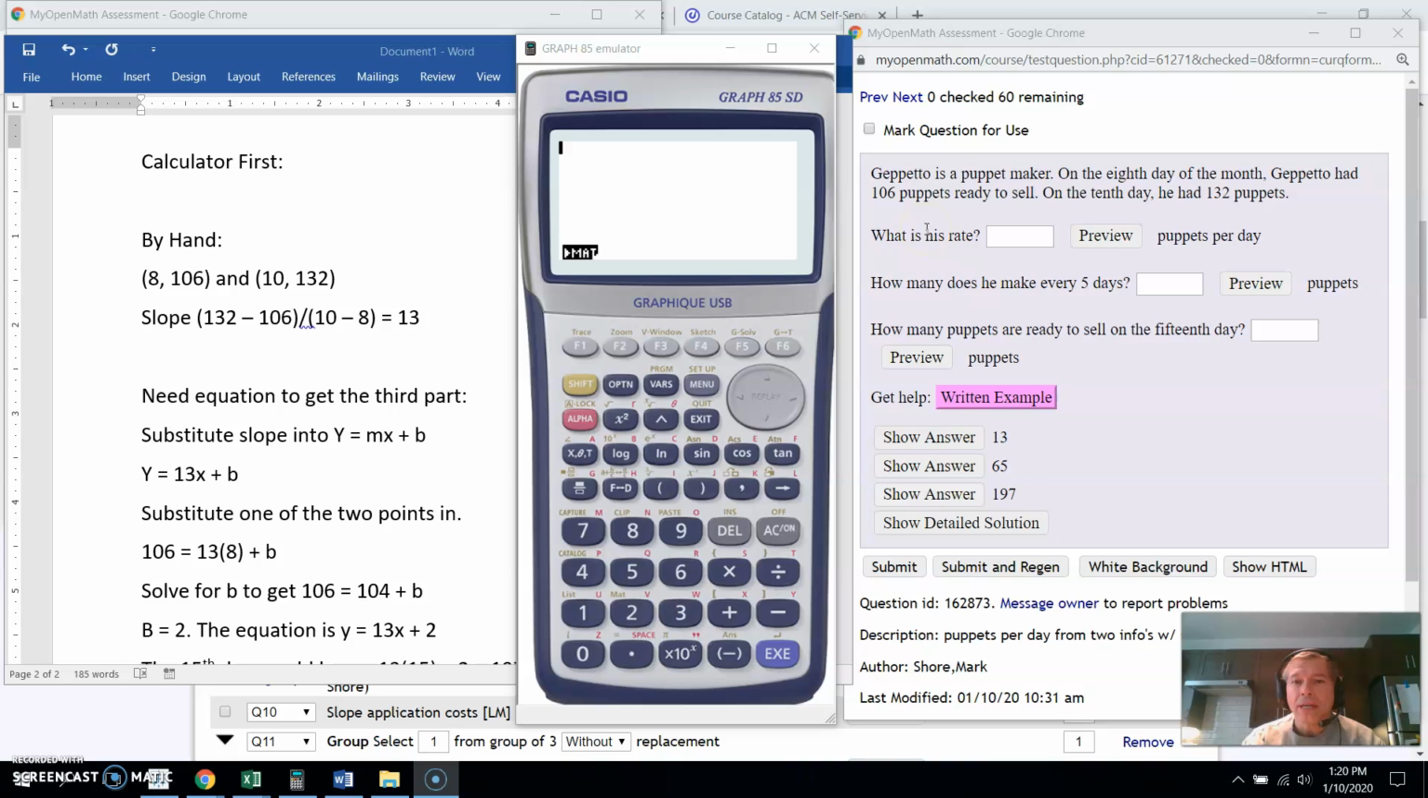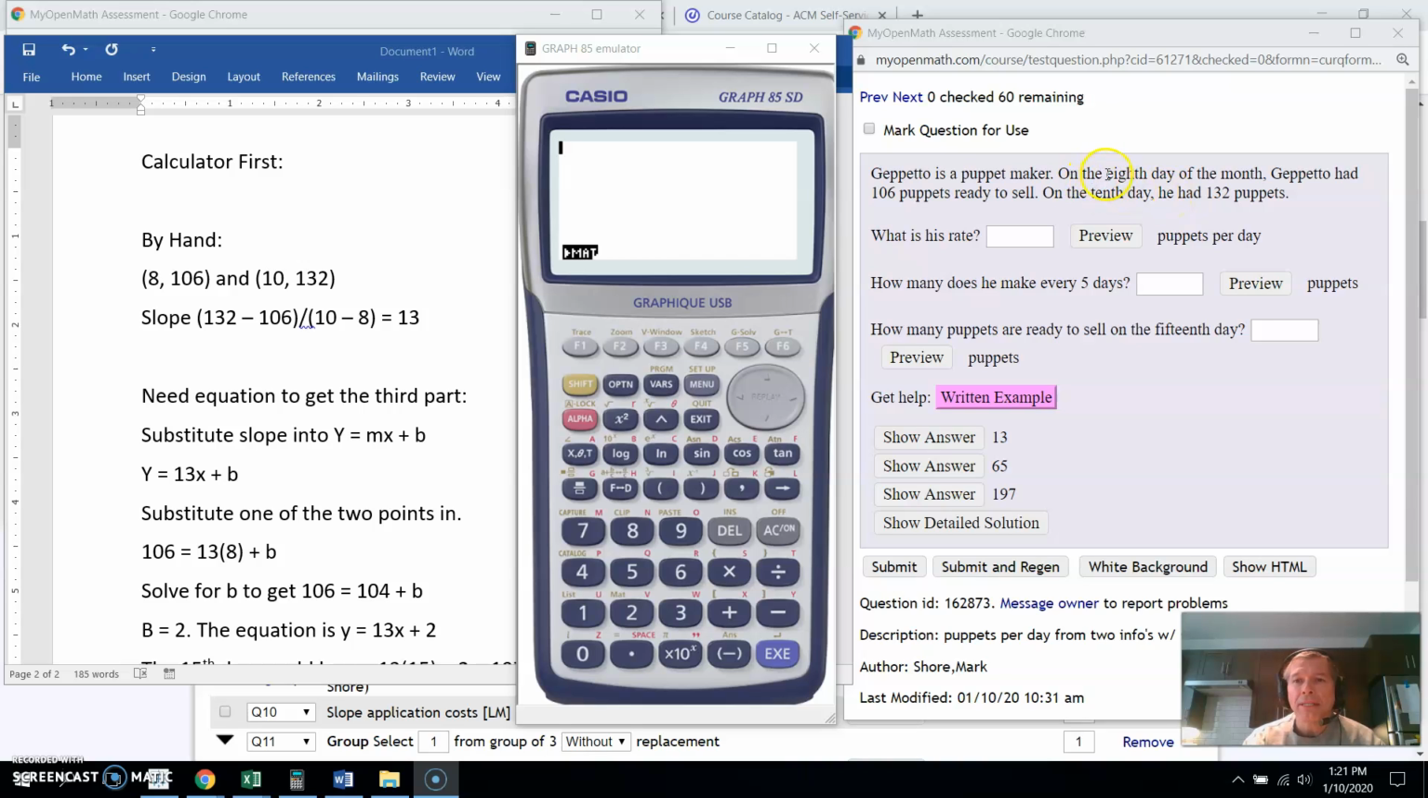And I'll show you how you can do this problem on a calculator first. So first of all, you have to set up the points. If you have anything to do with time, like days, months, years, minutes, whatever, that's always going to be an x value of a coordinate. And the other value that they're talking about in the problem is going to be the y value. So for this one, since we're dealing with a time measurement, that's going to be an x value, and the number of puppets made is going to be my y values.